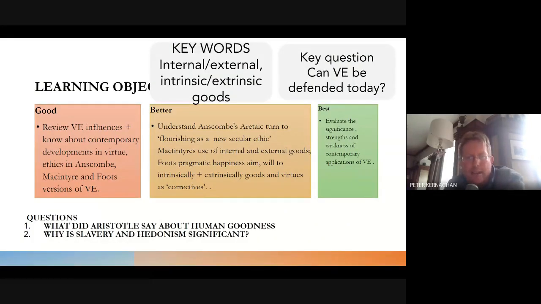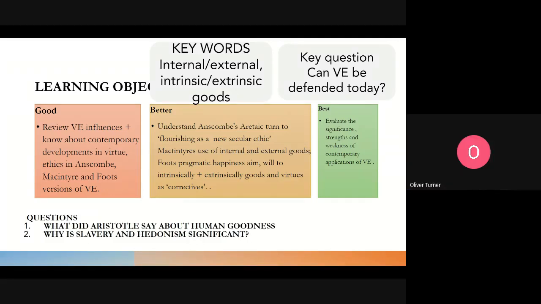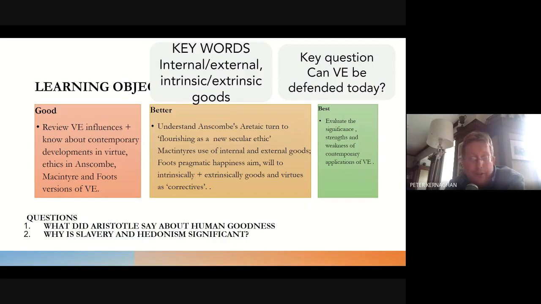So Ollie, why is slavery significant in virtue ethics? Because the society at the time was built upon slavery, and the flourishing of society was one of the main sort of features of eudaimonia. Yeah, and it was the flourishing of some people, but not others.